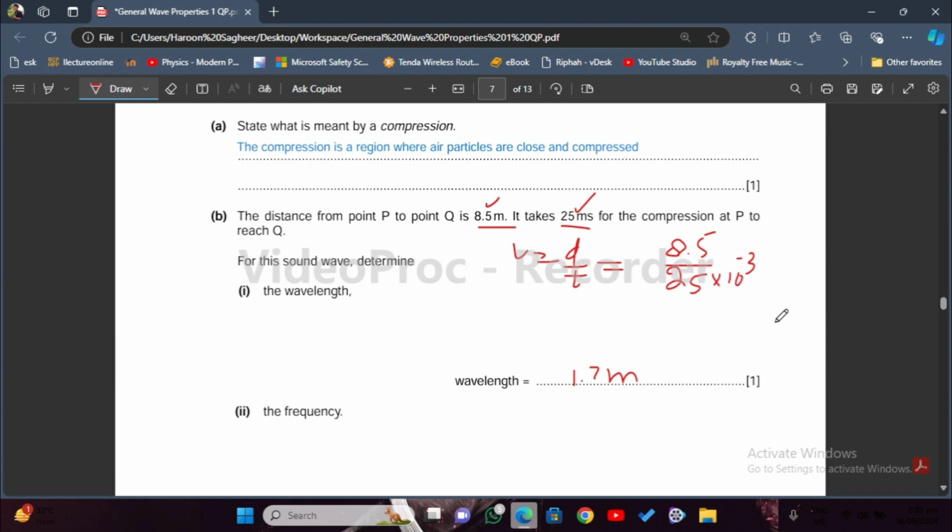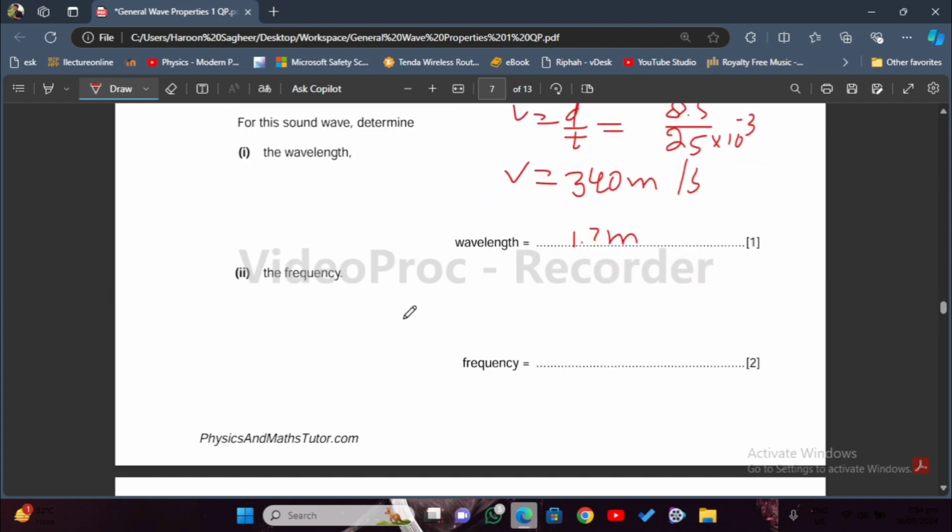Now it is converted into meters. Now let's see what is the actual value, what is the complete answer. So it's 25 milliseconds, which is 0.025. 8.5 divided by 0.025. So the speed of sound came out to be 340 meters per second. Now we have speed, we have wavelength, we can find the frequency.